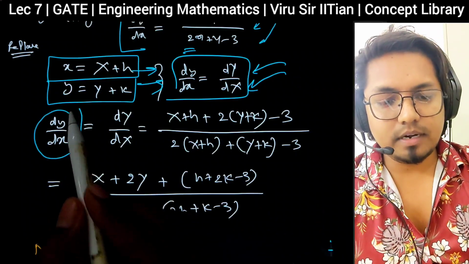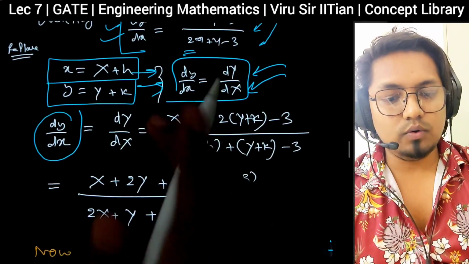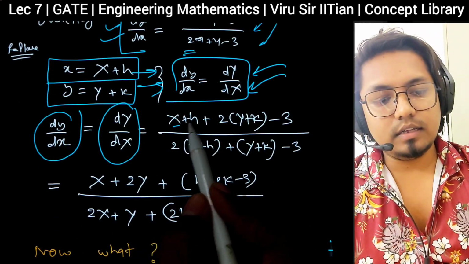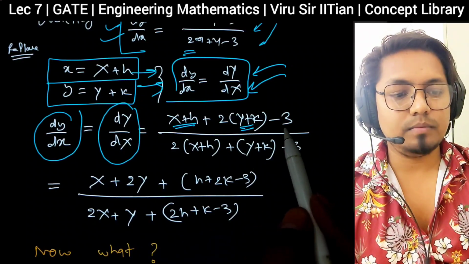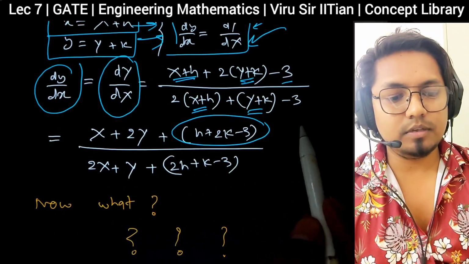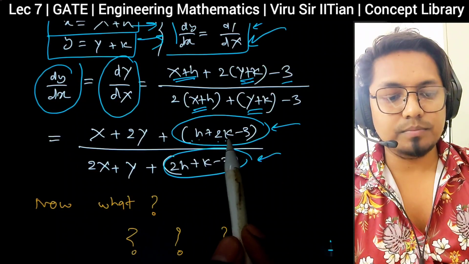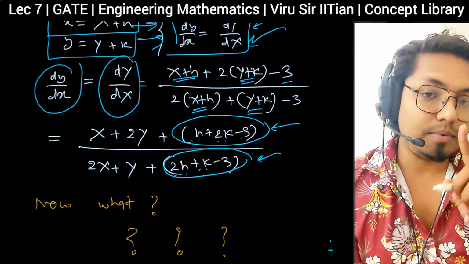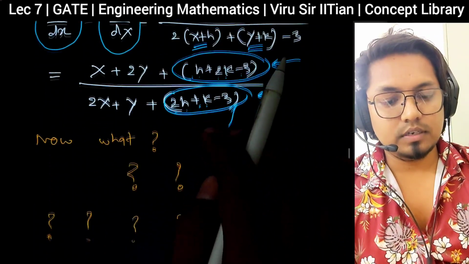So this dy by dx, which was the question part, now there I will replace dy by dY capital, and small x replaced with capital X plus h, and here capital Y plus k minus 3, capital X, and here I replaced everything. Then this became the format: ah plus bk minus c over a prime h plus b prime k plus c prime. Okay, this part. So now what?